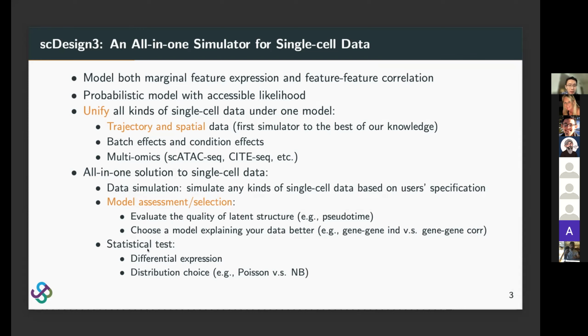And the third one is statistical testing. So SEDANS3 can also perform the conventional differential expression test. And it can also help you to do the distribution choice, although this is usually of interest to statisticians. For example, you can choose whether you want to use Poisson or negative binomial to fit your counts.